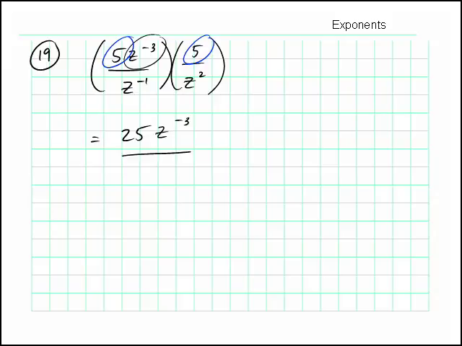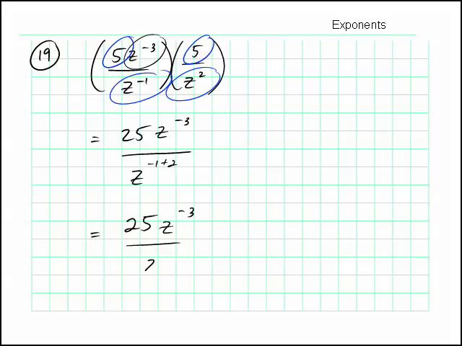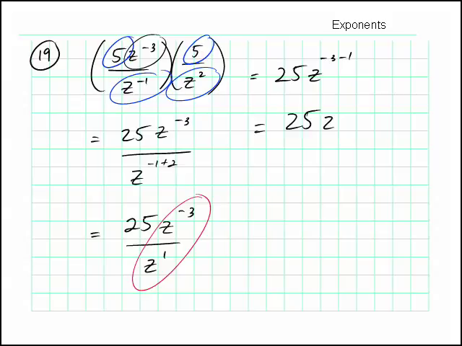In the denominator, I have a z to the negative 1 times a z to the positive 2. So I add those exponents together. That's going to be z to the negative 1 plus a 2. 25 z to the negative 3 over z to the 1st. This is where we subtract our exponents. And so this is now 25z to the negative 3 minus a 1. That's 25z to the negative 4 power.